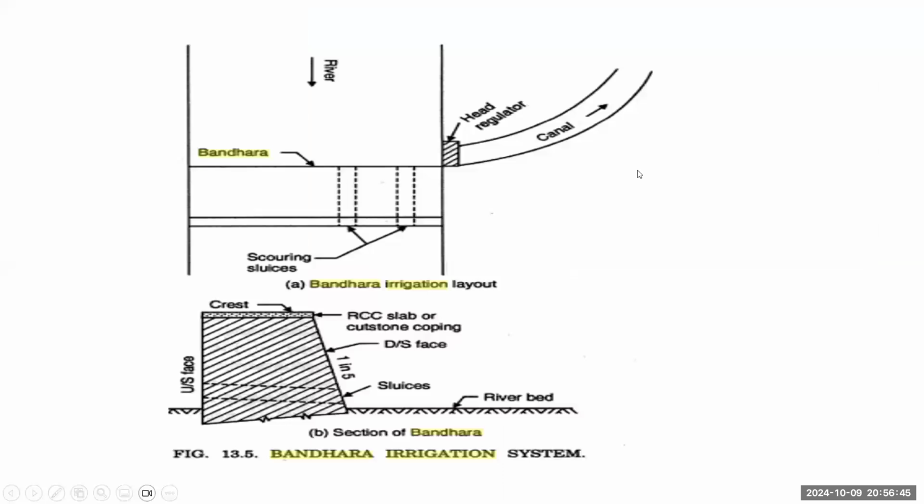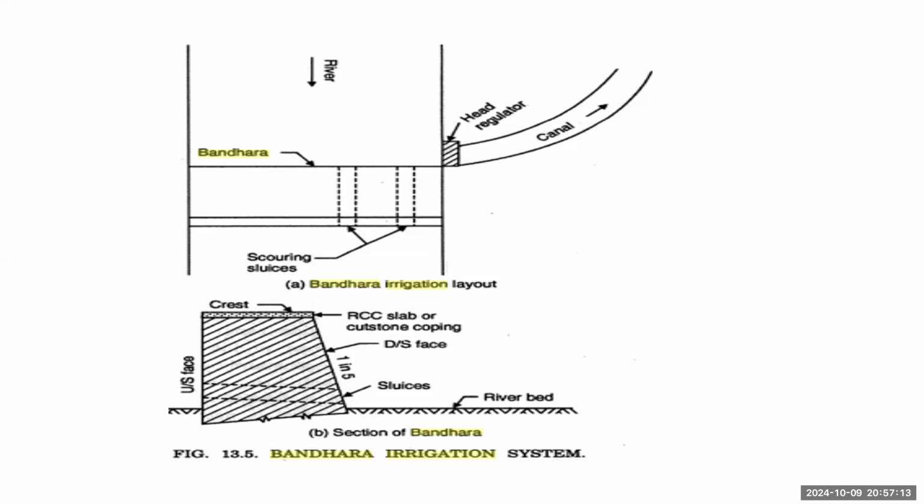See, this is a layout of Bandhara irrigation scheme. So what we can see across the river flow, there is a straight reach shown. The Bandhara is constructed, and this Bandhara is what? It is a solid weir constructed with stone masonry or concrete. And here, scouring sluices are shown.